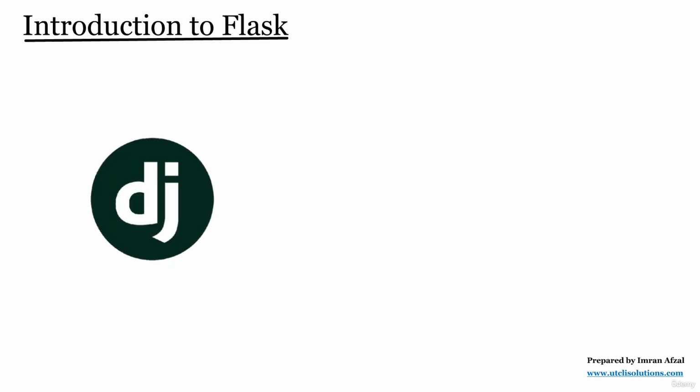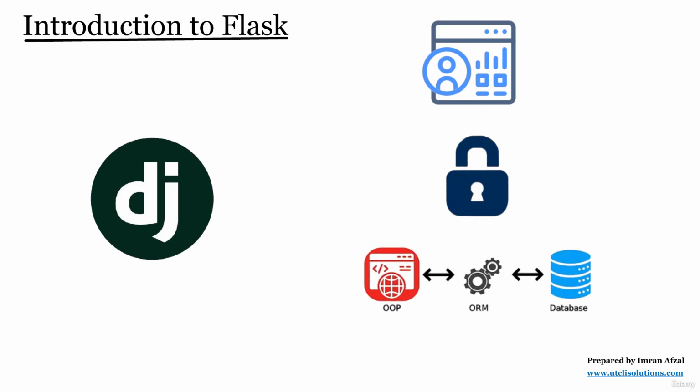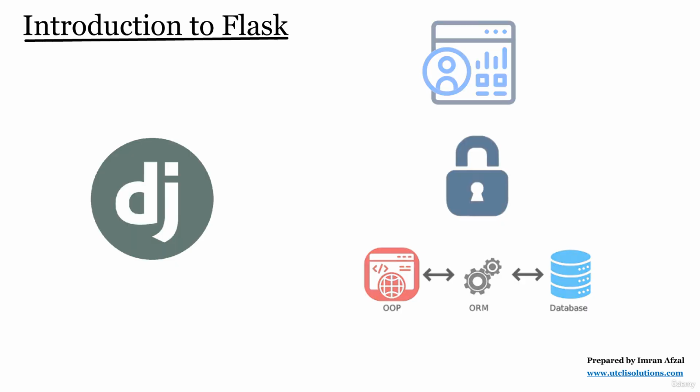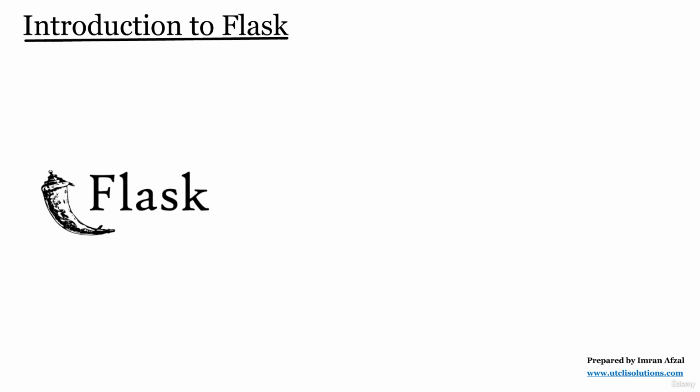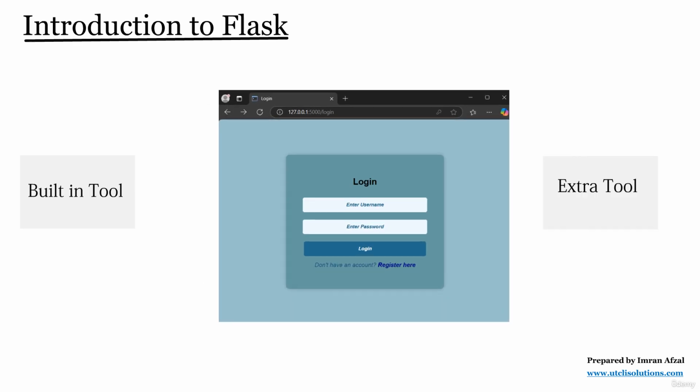For example, when you work with Django, it gives you many tools right from the beginning. Django includes a ready-made admin panel, user login system, authentication, and tools to manage databases called ORM. All of these are built into Django automatically. But Flask is different. Flask gives you only the basic tools to build a website and then lets you decide what else you want to add.